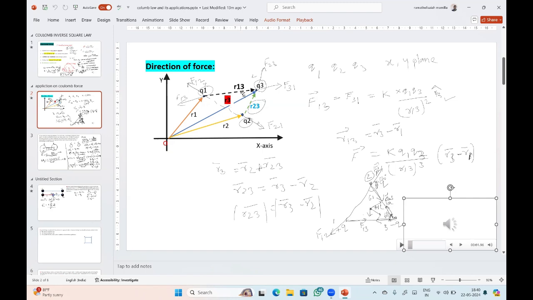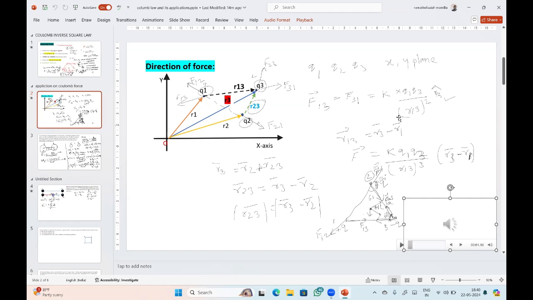So now see, to calculate the force values when they are given in vector form. R1, R2, R3 are given in vector form. I want R13, so you know the addition of vectors. Here I have given the addition of vectors. So I want the R23 value. This is the distance between Q2 and Q3. Therefore, R23 is equal to R3 minus R2. The magnitude of R23 is found by subtracting R3 and R2 and taking root over x square plus y square. Now you will get the magnitude of R23.